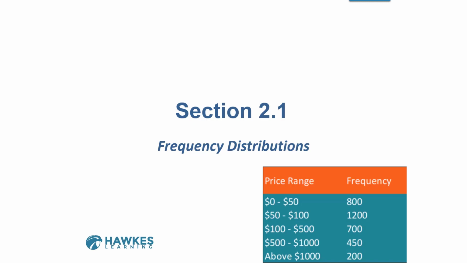So why is it a grouped one? Because this column right here has groups for its classes: 0 to 50, 50 to 100, and so on. If it weren't grouped, it would look more like this. We have 10 here, 20 here for something else, 30, 40, 50. This would be ungrouped. This would be a group.